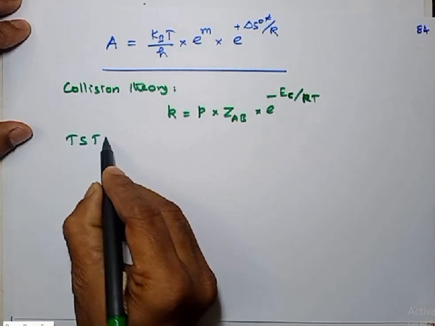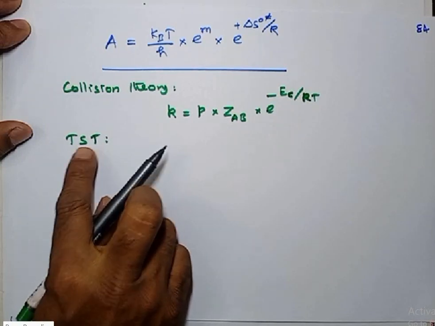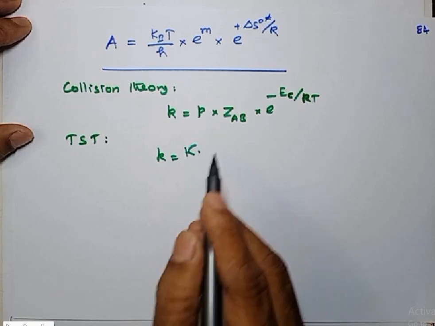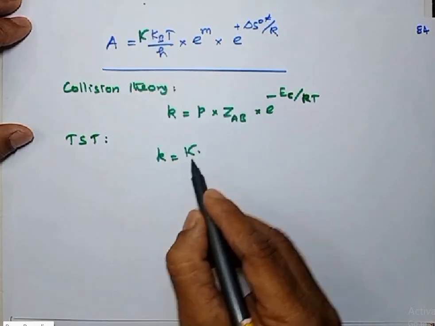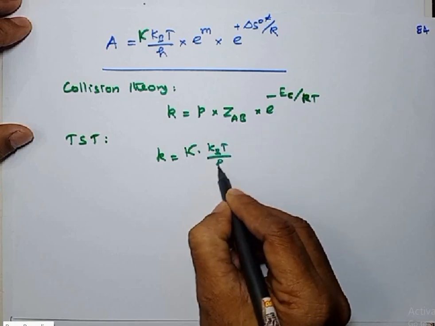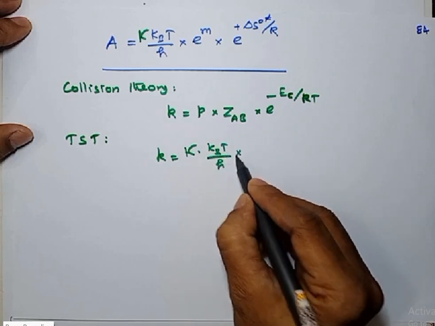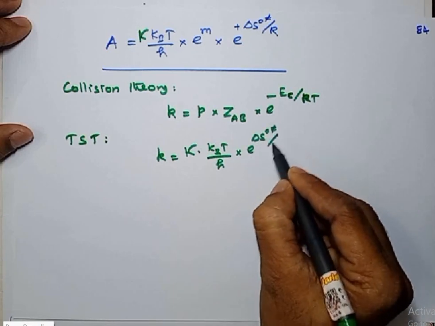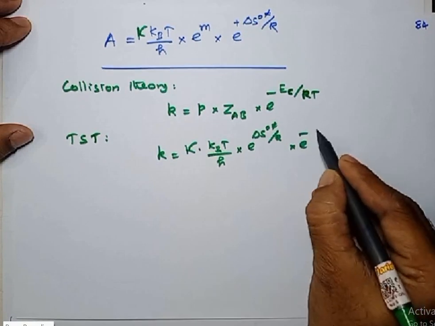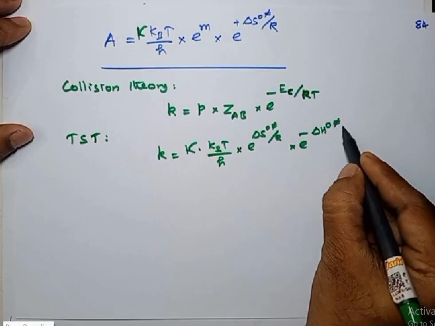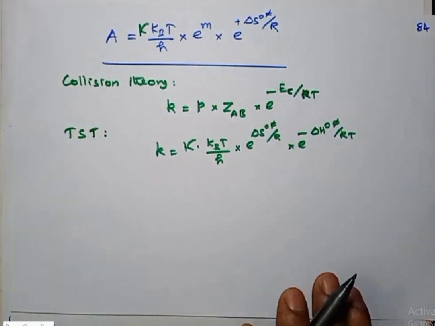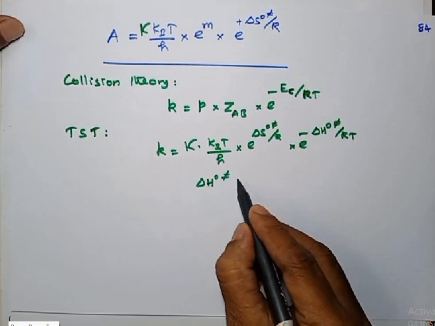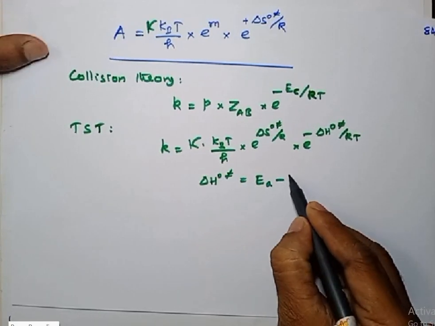Now, from transition state theory, I'll just write it shortly as TST. Rate constant K is equal to kappa, here also we should put kappa, into KBT by H, into e power delta S naught double dagger by R into e power minus delta H naught double dagger by RT. Take down, we know very well delta H naught double dagger is equal to EA minus M into RT.